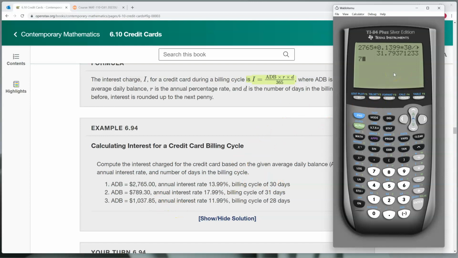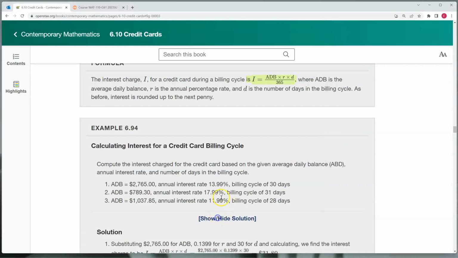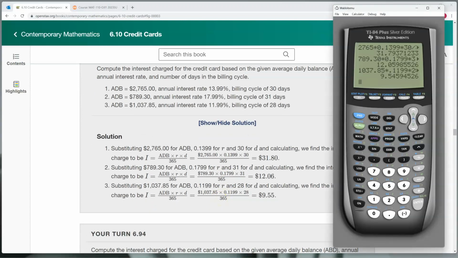Then for the next one, we would do 789.30 times 0.1799 times 31, since it's a 31-day billing cycle, divided by 365. So here we're going to pay $12.06 in interest for this particular credit card and that average daily balance. And then the last one would be $1,037.85 times 0.1199 times 28, so this is February, not in a leap year, divided by 365. And so we're looking at $9.55.